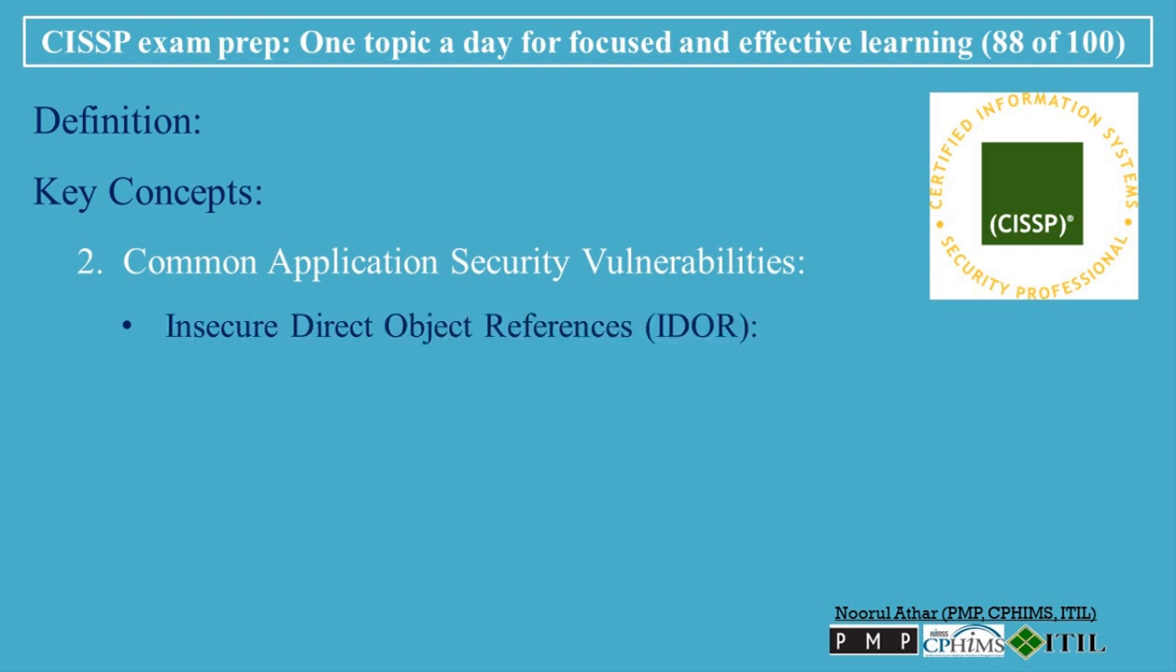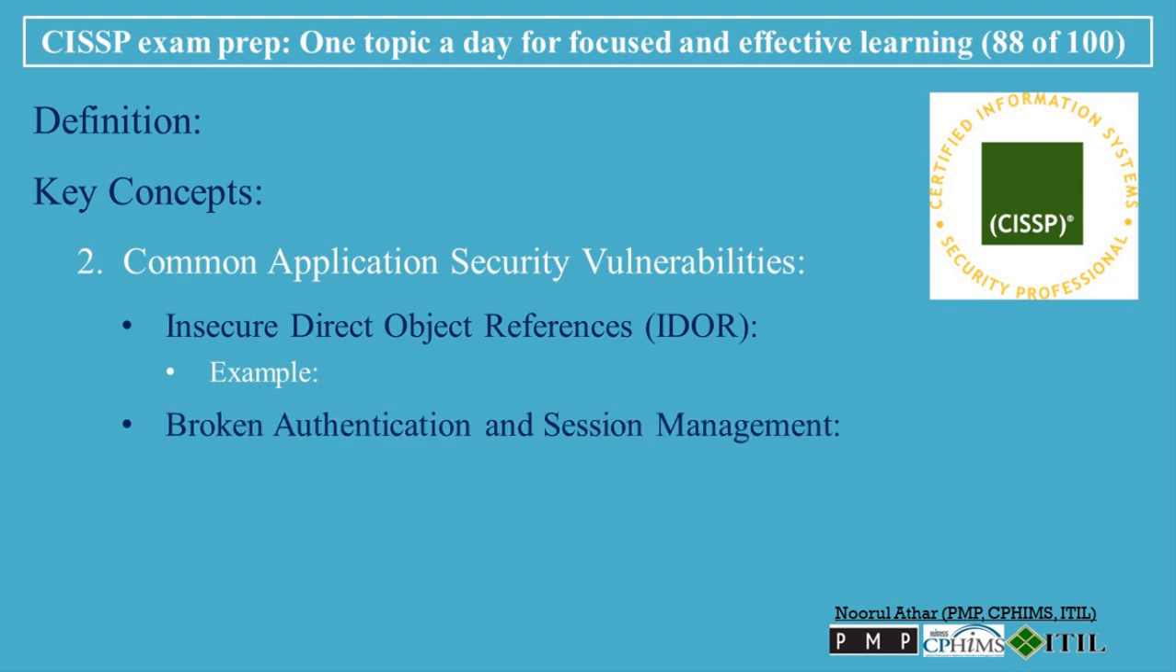Insecure Direct Object References (IDOR). IDOR occurs when an application exposes internal objects, such as files or database records, to unauthorized users. Attackers can manipulate input values to access or modify data that they should not have access to. Example: a vulnerable e-commerce website allows users to change the URL to access other users' order details by manipulating the order ID in the URL.